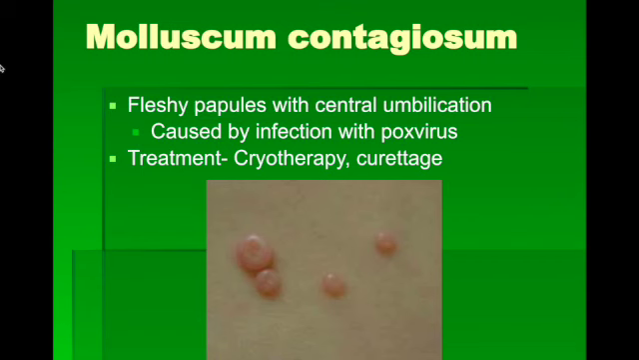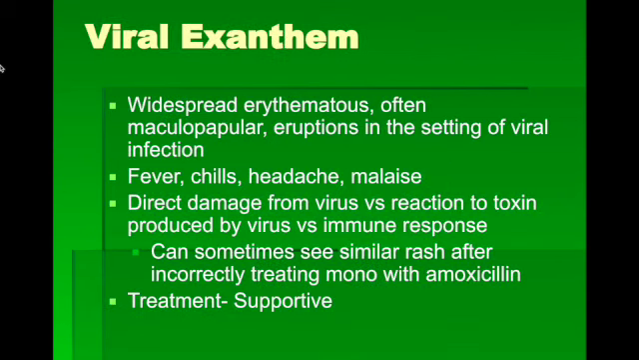Viral exanthems are widespread erythematous, often maculopapular eruptions that come up in the setting of a viral infection. So this is somebody who's got fever, chills, headache, malaise, and then they end up with this rash. The etiology can sometimes be from direct damage from the virus on the skin. Sometimes it's related to the immune response or a reaction to the toxin.